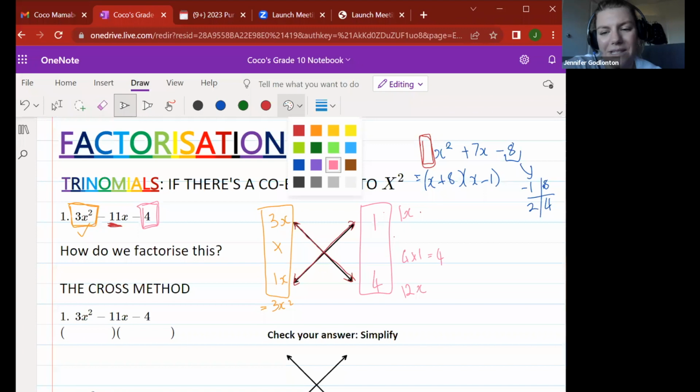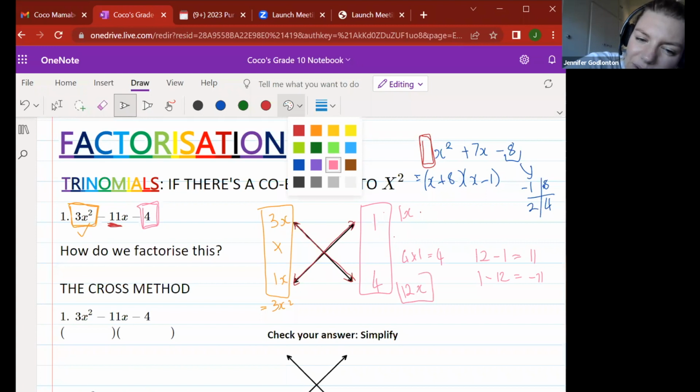Is it possible for me to get to 11? Yes, it is. Okay, now I'm wanting negative 11. How can I get negative 11 with these numbers? So I've got a 12x and I've got a 1x. How could I get negative 11x? Which one of those would have to be negative? So if I say 12 minus 1, that's going to give me 11. Good, you're going to minus 12 from 1. 1 minus 12 is going to give me negative 11, okay?